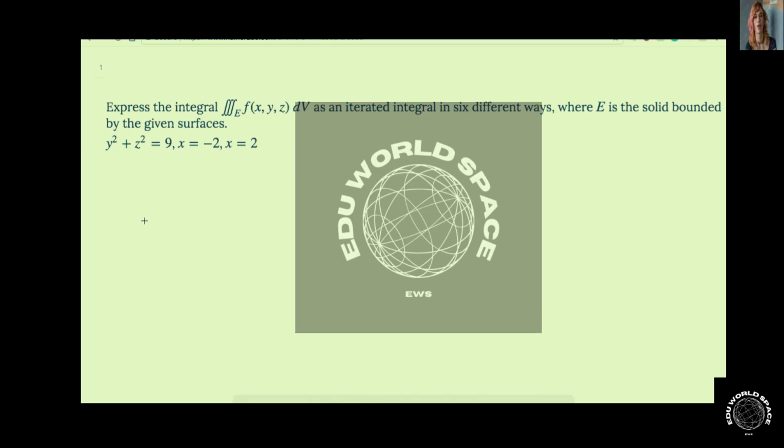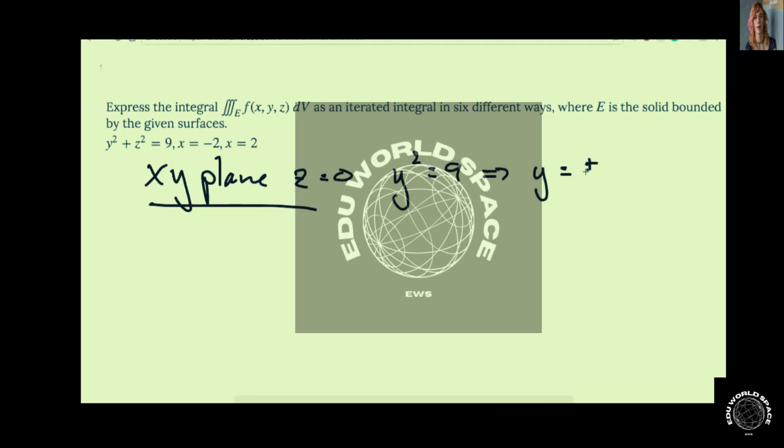We want to express this integral in six different ways. So first, let's look at the xy plane. That's when z is equal to 0. So when z is equal to 0, y squared is equal to 9, which means y is equal to plus or minus 3. Okay. We also have x is equal to plus or minus 2. And if we solve for z, we get it's equal to this guy here.